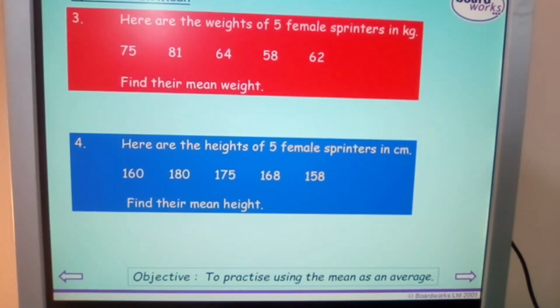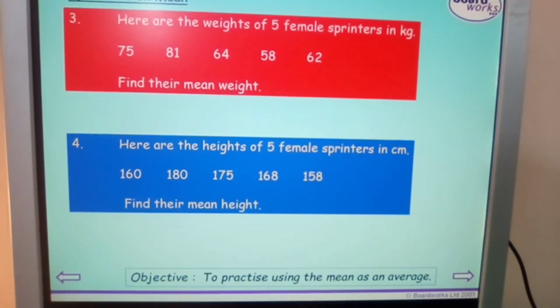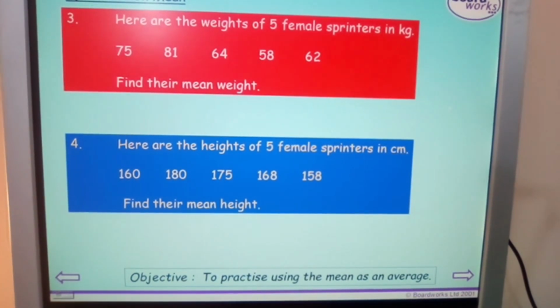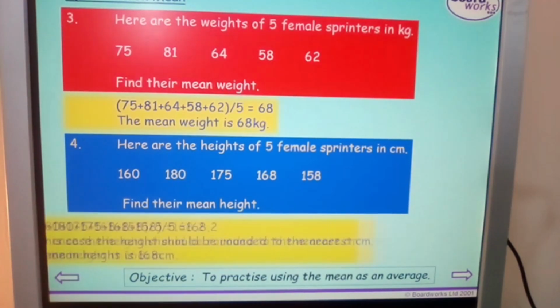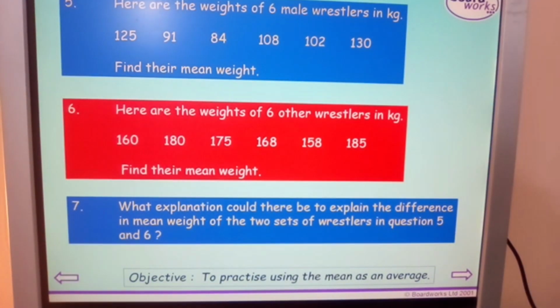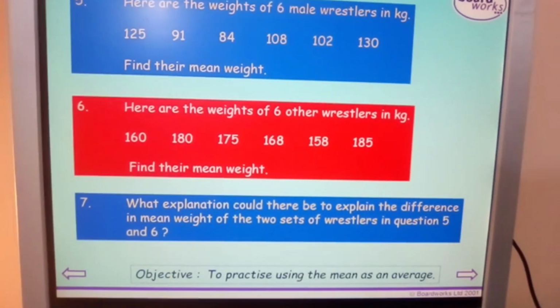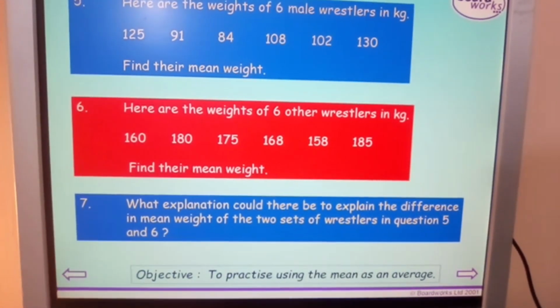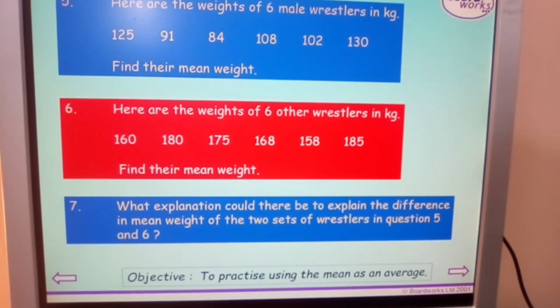Questions on mean continue. Now you can do this for yourselves. I'm going to give you a few seconds to have a go and put in your answers for your own work. I would strongly suggest that you actually write out this work and do it for yourself on paper. Put pen to paper.